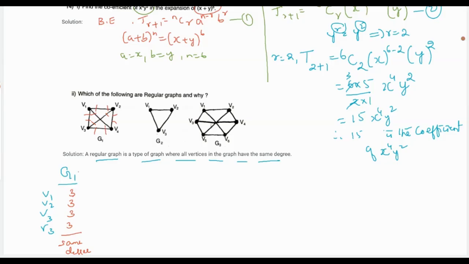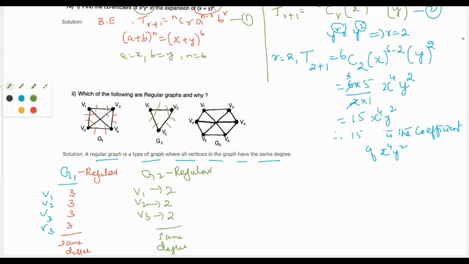First one, G1, is regular. Then going with the second one, G2. In G2 we have V1, V2, V3. V1 has 2, V2 has 2, V3 also has degree 2. So it again has the same degree, so it is a regular graph. G2 is also a regular graph.